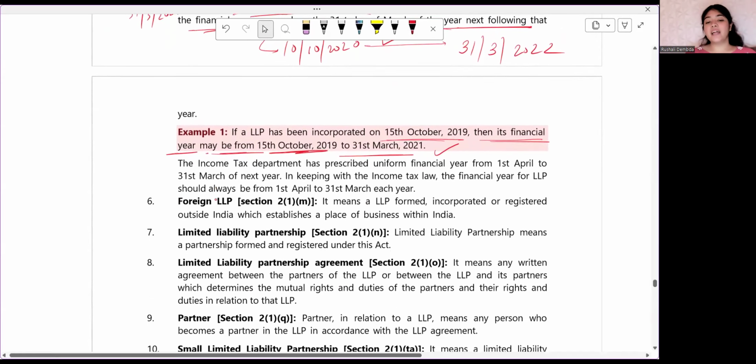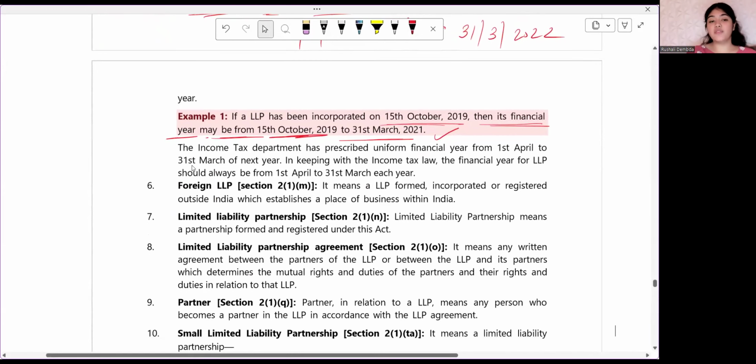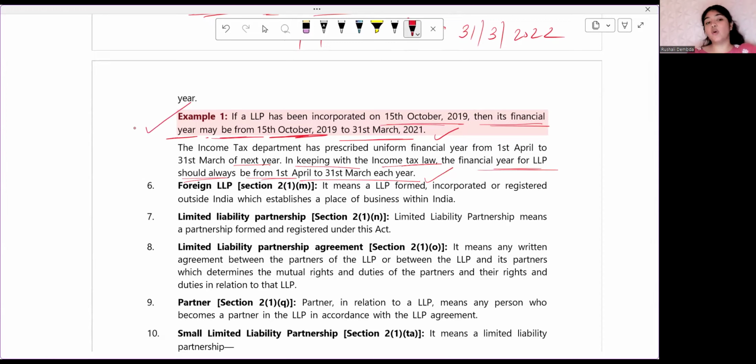The Income Tax Department has prescribed a uniform financial year from 1st April to 31st March of next year. Keeping in view the income tax law, the financial year for LLP should always be from 1st April to 31st March. As per income tax, your financial year will be 1st April to 31st March only. For the accounting purposes, you will take this as the next following financial year end, because as per the law, if you start a partnership after September, then you will be taking it in the next following financial year end.